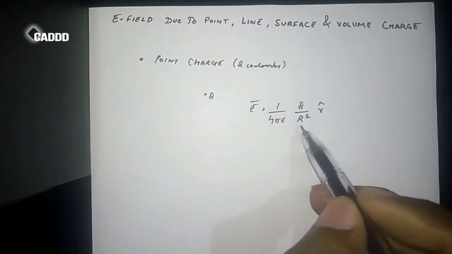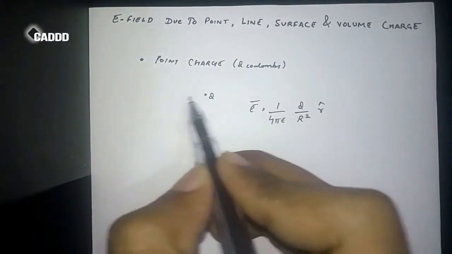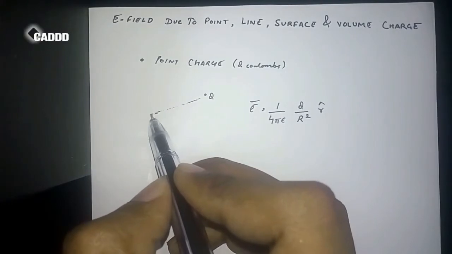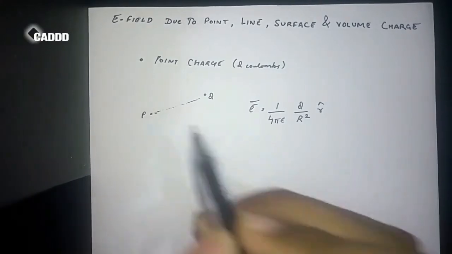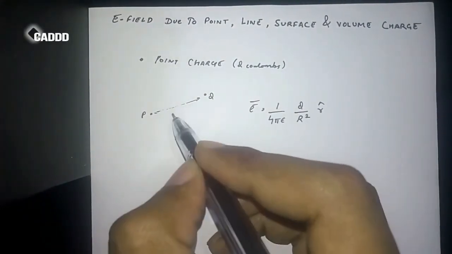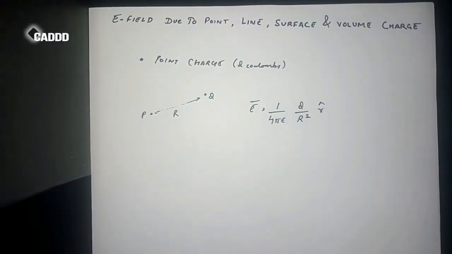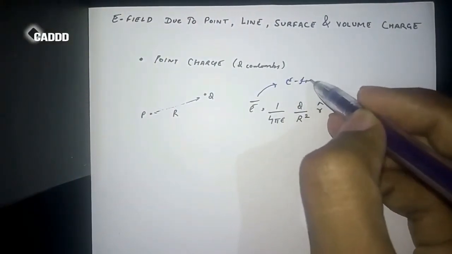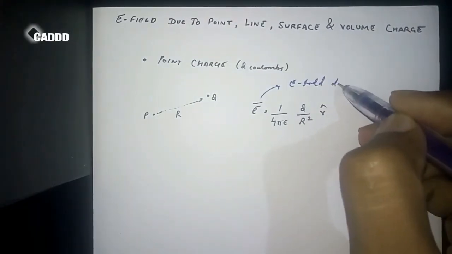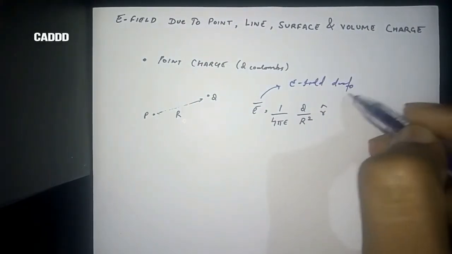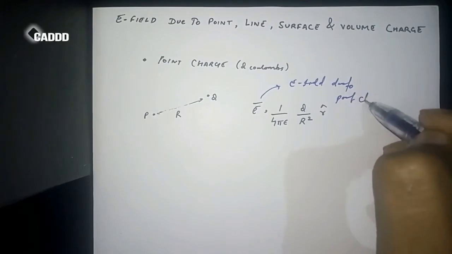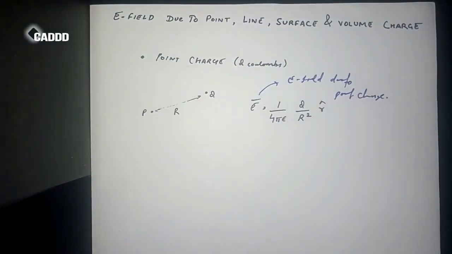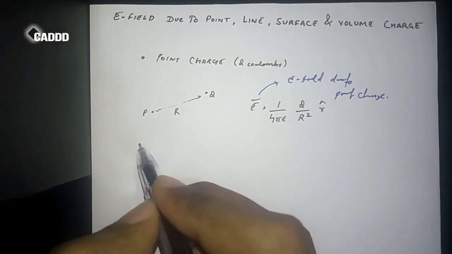And what is this r? This is the distance between the point. Let's say we have to calculate the electric field at this point, which is P, so this distance is called r. This is the electric field due to a point charge. Now we will understand the line charge.